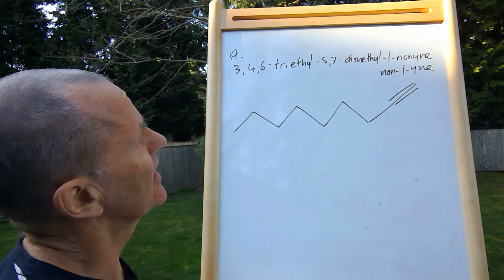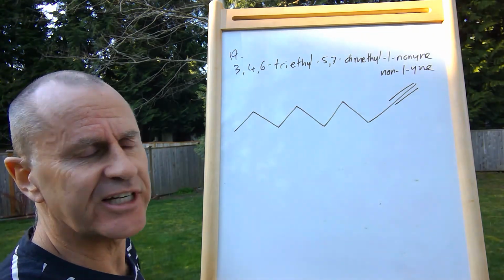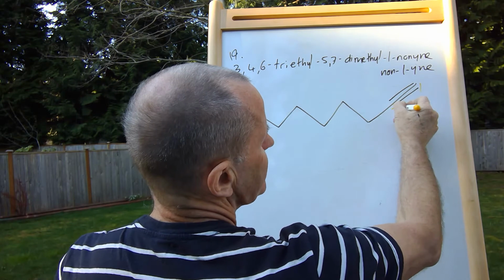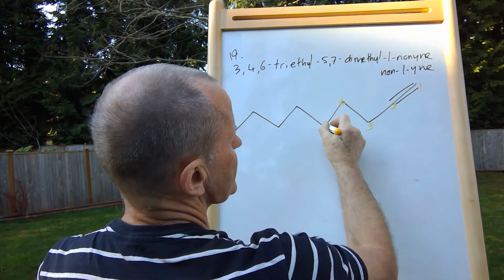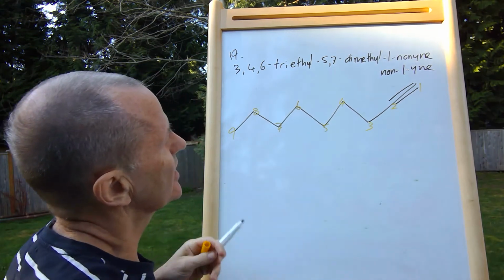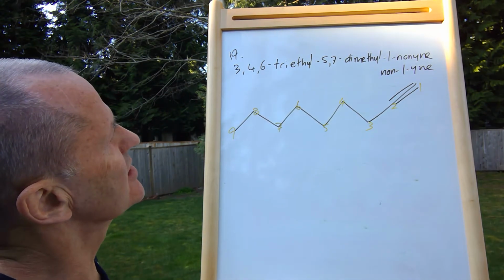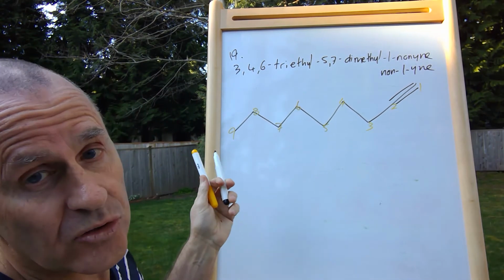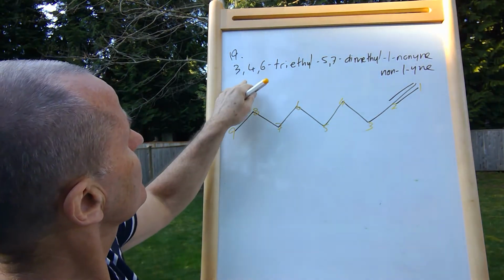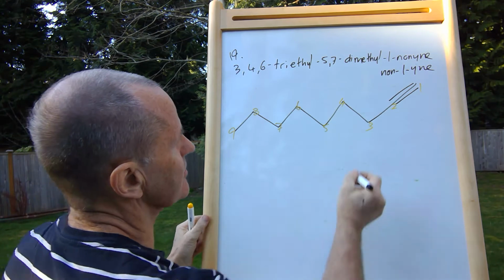And let's now label my carbons. Now, with non-1-yne, of course, we labelled it with the smallest possible number to show the position of the triple bond, and so we do that. There's no mystery there. And now all we have to do is put the functional groups, all the alkyl groups in there. So 3, 4, 6 triethyl.